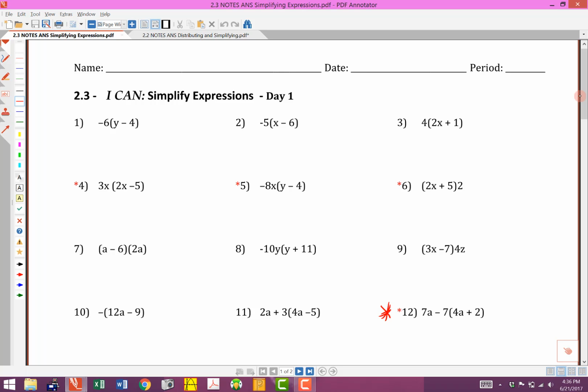So let's take a look at number 4. This is not written as simply as we can. You'll notice that we've got a 3x on the outside. We've got that implied multiplication right there. And then we've got 2x minus 5. These are not like terms. They can't be combined in here, so that's not going to help simplify it. But we can distribute to get rid of the parentheses. That's going to make things a little bit easier to deal with many times. So we're going to multiply the two of these together.